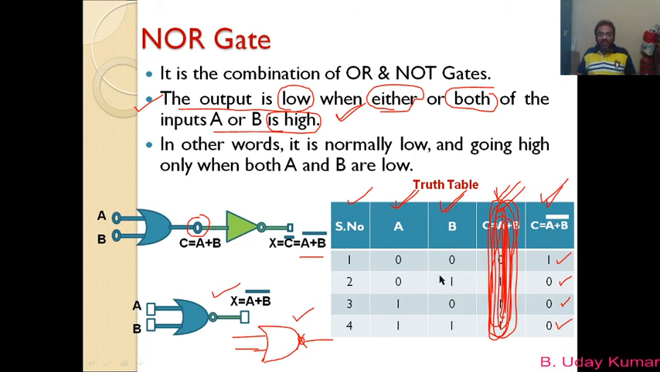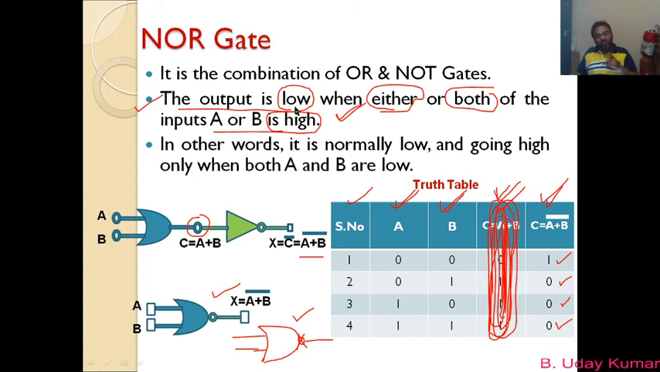So that means if any one of the inputs or both the inputs are high, then the output is low. Is that clear? If any one of the inputs or both the inputs are high, then the output is low. So that definition is written over here. So please check it out.